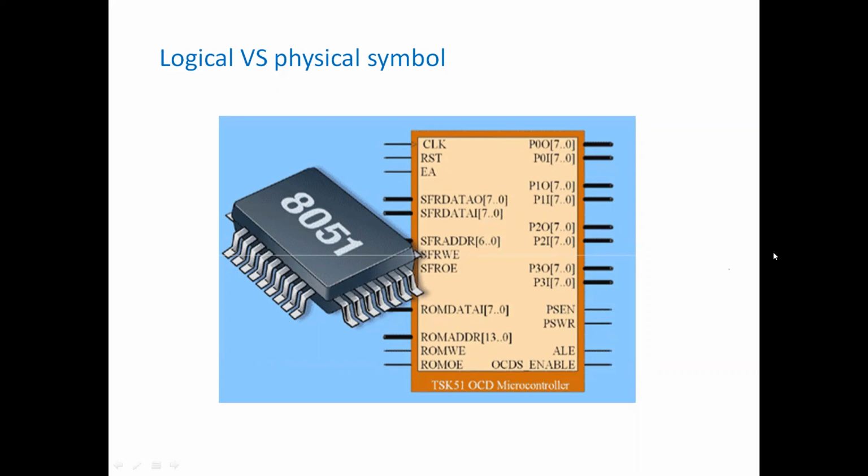For any EDA tool, you have to have two symbols: the logical symbol, which represents the logical pin connections of the particular component, and the physical symbol, which has the actual component size information, the representation of a component.